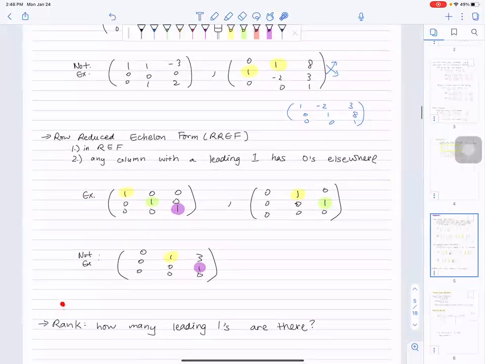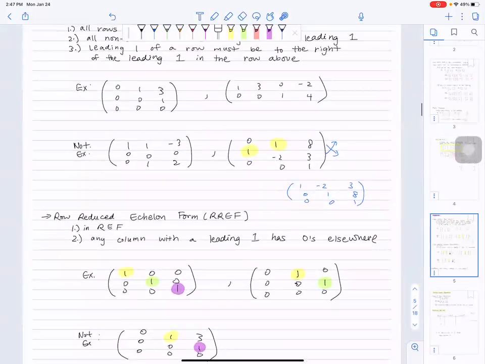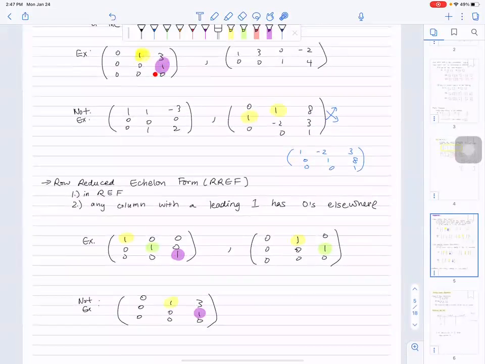And a nice term to know is what I'm going to refer to as the rank. The rank means how many leading 1s you have, or how many pivots, like this 1 here and this 1 here. How many leading 1s you have, or it can be some other number if you didn't reduce it all the way.